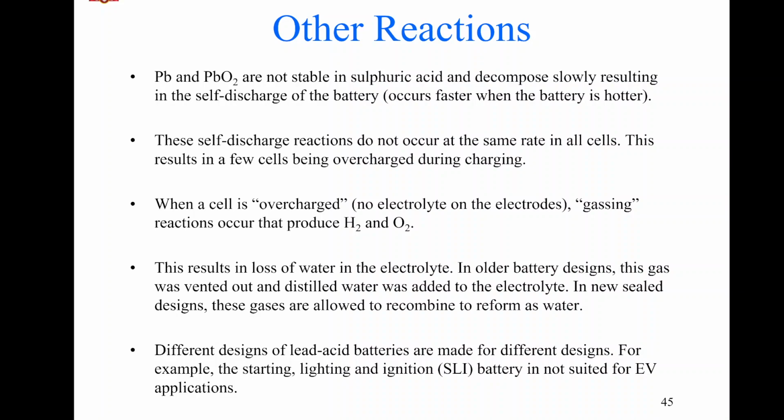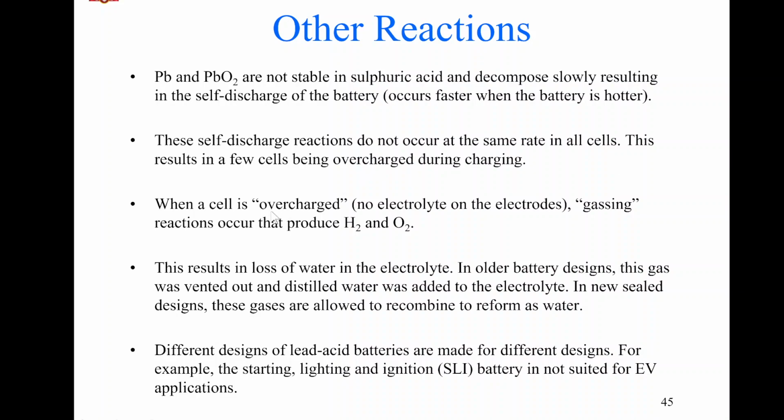In this case, lead and lead oxide are not stable in sulfuric acid and they slowly decompose, resulting in the self-discharge of the battery. This kind of reaction also occurs faster when the temperature is higher. These self-discharge reactions do not occur at the same rate in all the cells, and it is a result of a few cells being overcharged.